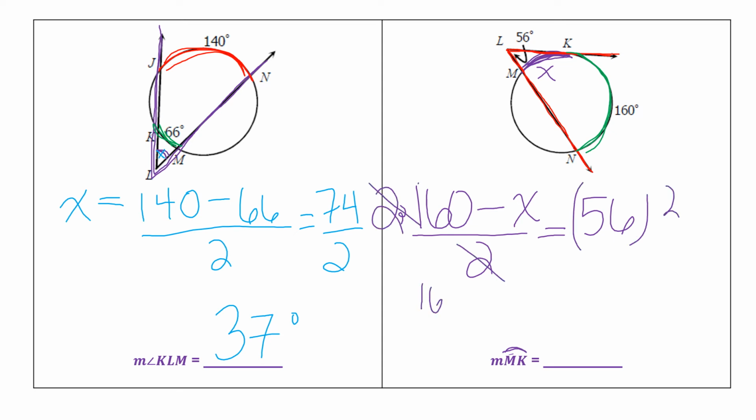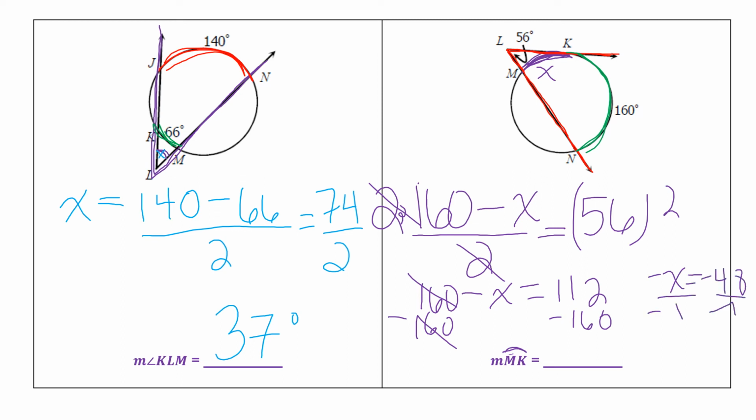So that's going to give me 160 minus X, and 56 times 2 is 112. And then subtract 160. 112 minus 160 is negative 48, so that gives us negative X equals negative 48. We're going to divide both sides by negative 1, and that gives us X equals 48 degrees. So the measure of arc MK is 48 degrees.